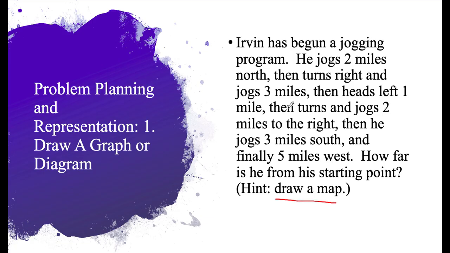So that's the point. Irvin has begun a jogging program. He jogs 2 miles north, then turns right and jogs 3 miles, then heads left 1 mile, then turns and jogs 1 mile to the right, then jogs 3 miles south, and finally 5 miles west. How far is he from his starting point? Now if you just try to solve this problem in your head, unless you are super good with GPS and direction knowledge, you're a genius. I don't know where he is now. I think he is lost.